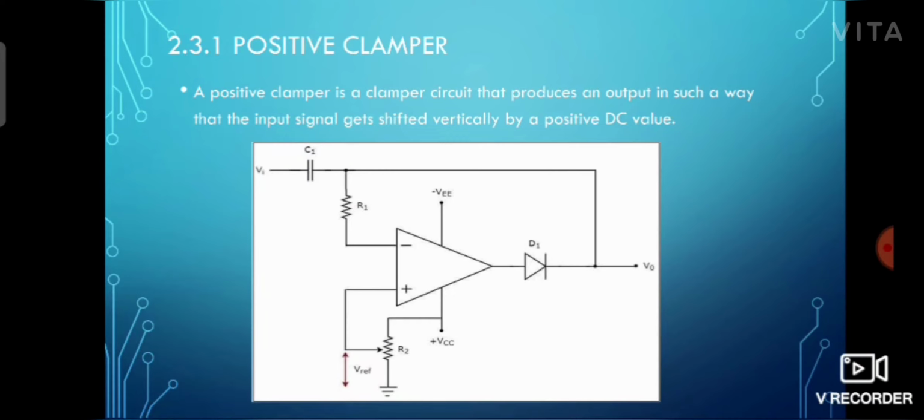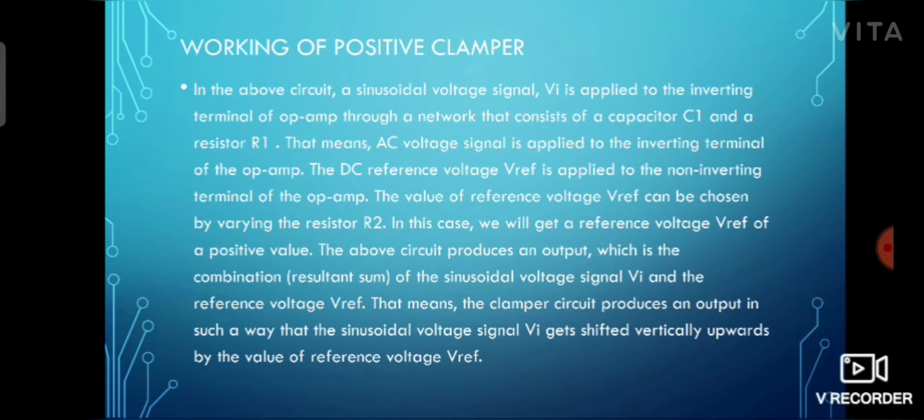A positive clamper is a clamper circuit that produces an output in such a way that the input signal gets shifted vertically by a positive value. The positive clamper circuit consists of a capacitor, an op-amp and a rectifier diode. Working of a positive clamper.